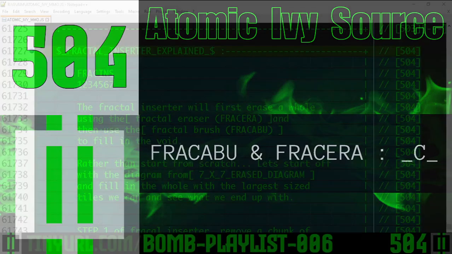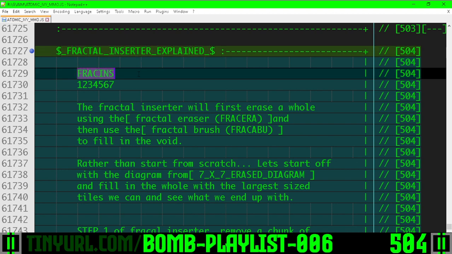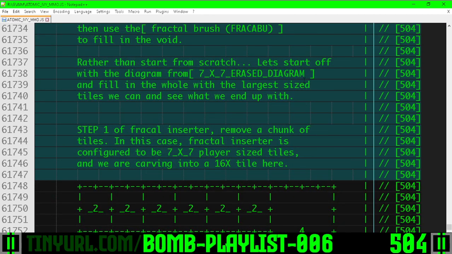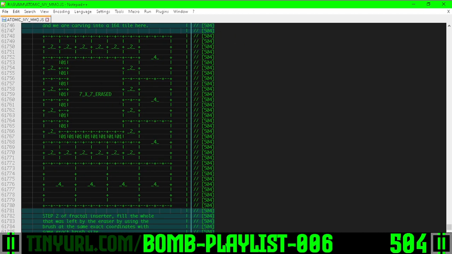504, we have a third system I realize I need called the fractal inserter, called Frackins for short, because that's the 7-letter system name we're going to use. And it's going to combine the fractal eraser with the fractal brush. So we're going to use this as a starting off point.